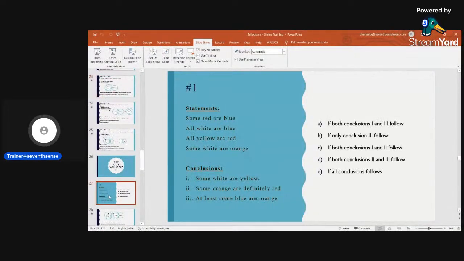Okay, so this is our first exercise problem. Let's check the statements, and you can draw a Venn diagram for this and then go for checking conclusions. The statements are: some red are blue, all white are blue, all yellow are red, and some white are orange. So draw a Venn diagram for this and check which of the three conclusions will be true and which will be false, and select only from the options available here.